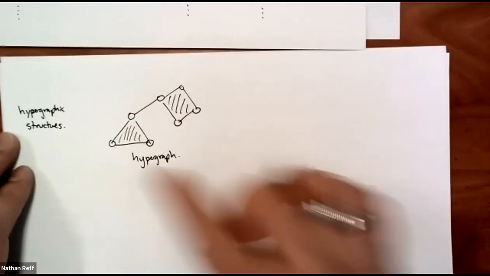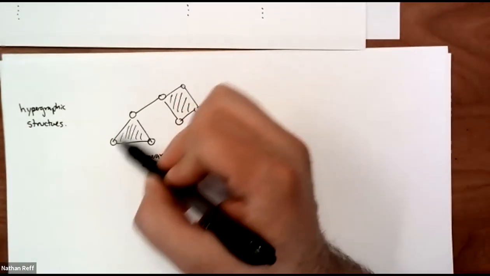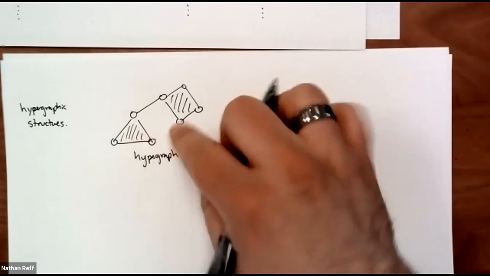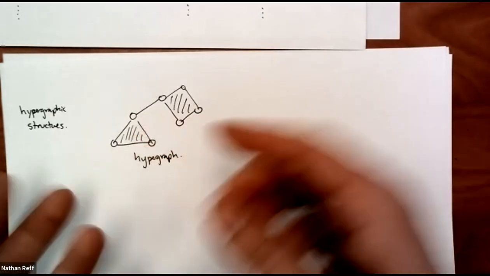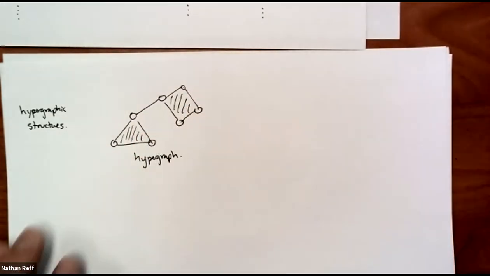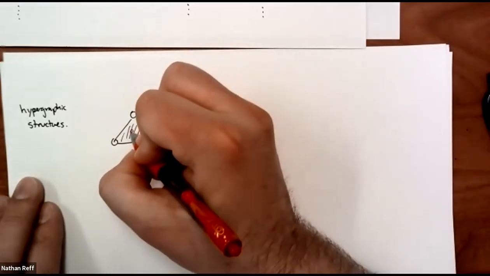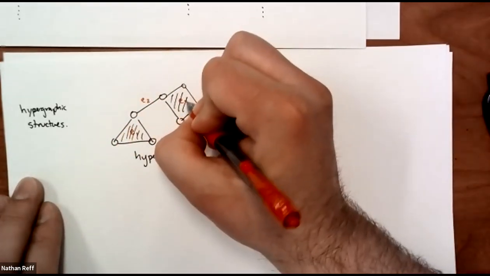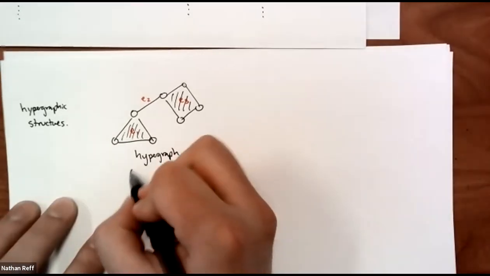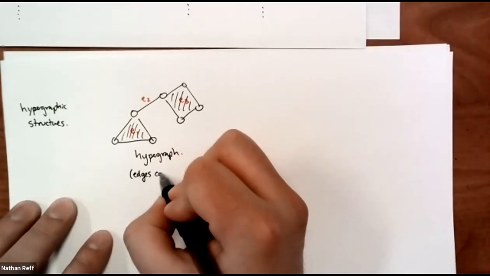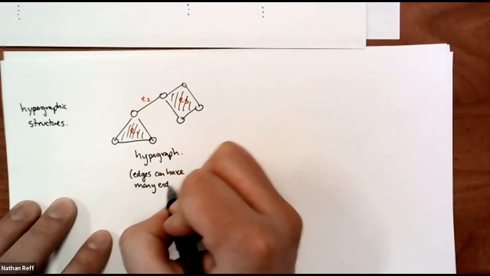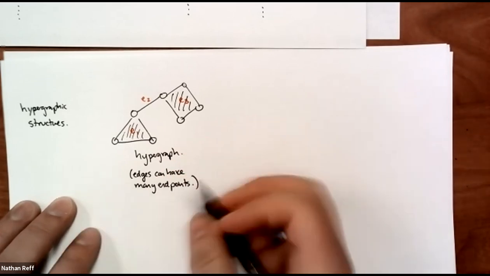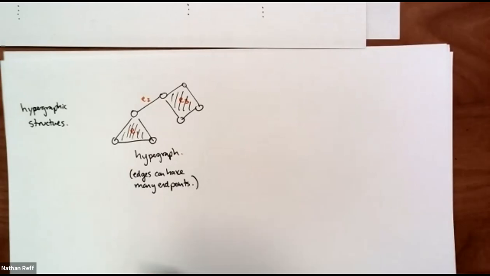Now, what's going on here? Well, this shaded triangle and this shaded square, you actually treat those as one edge. So an edge is allowed to have more than just 2 endpoints. This hypergraph has 3 edges: E1, E2, and E3. So edges can have many endpoints. In other words, you can think of an edge as a set of vertices, and you're not just limited to sets of size 2.